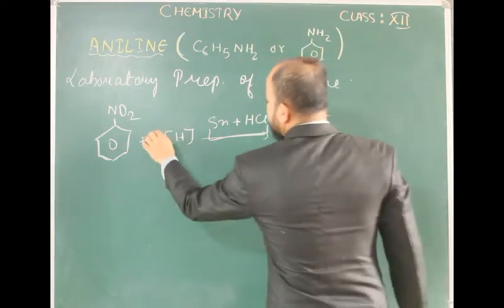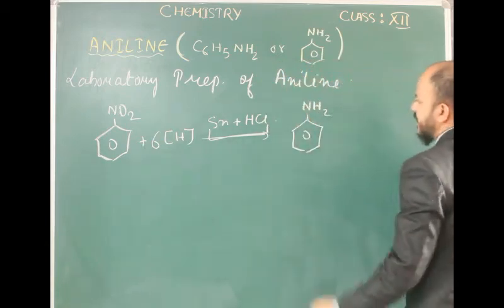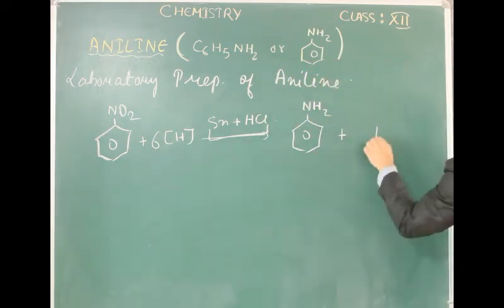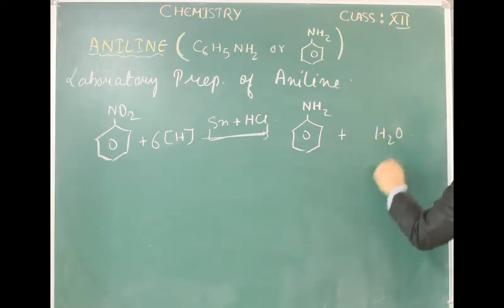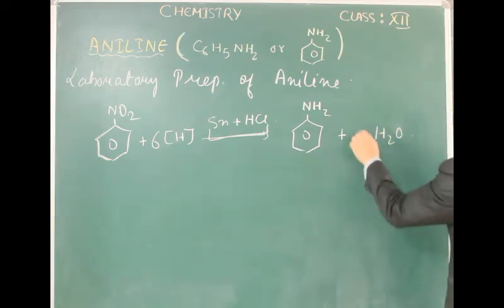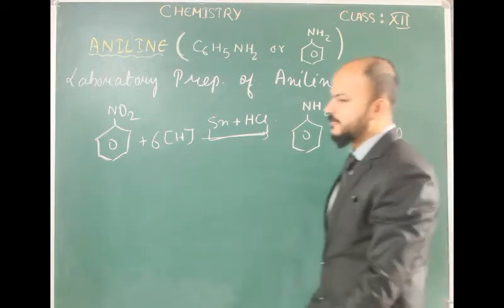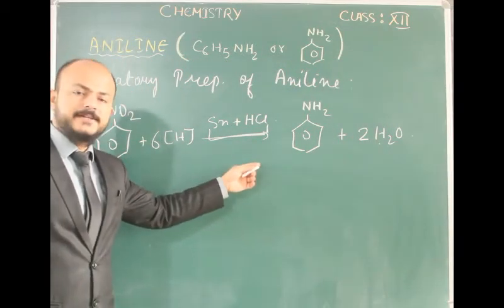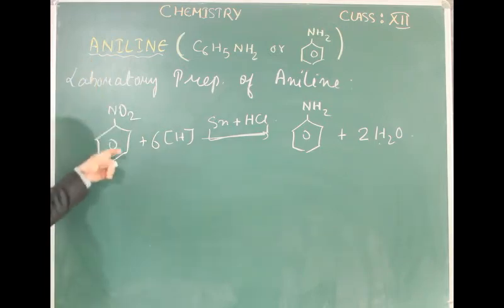Here 6 atoms of nascent hydrogen are required for this reduction, and the byproduct obtained is H2O. 2 molecules of H2O will be produced. So you have to remember, this is the laboratory preparation of aniline, and it is from nitrobenzene.